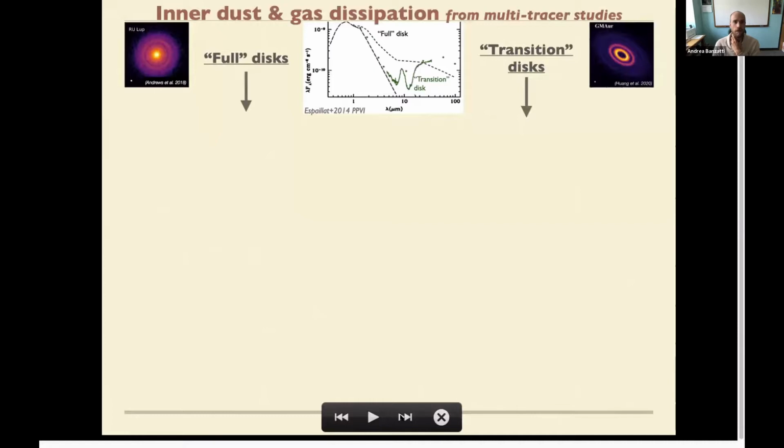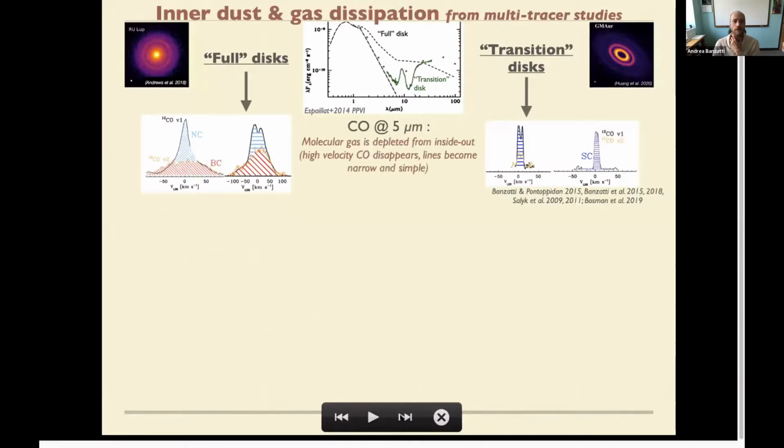Okay, next. So the first tracer I want to highlight is the fundamental CO emission at 5 micron. This is probably the most fundamental and ubiquitous tracer of molecular gas in inner disks. And what we're learning is that full disks have high velocity gas, multiple velocity components, and complex line profiles with shoulders, as you see to the left, and the double peaks that remind us of Keplerian rotation. On the other hand, transition disks are way simpler, with narrow lines and single components, where the high velocity gas is gone.